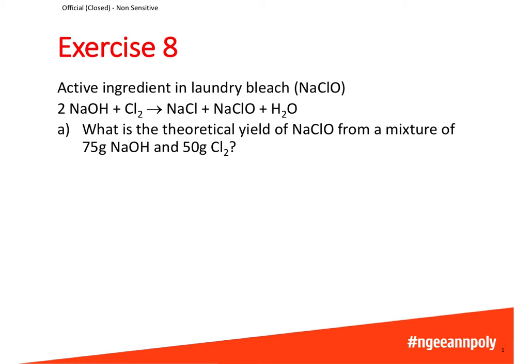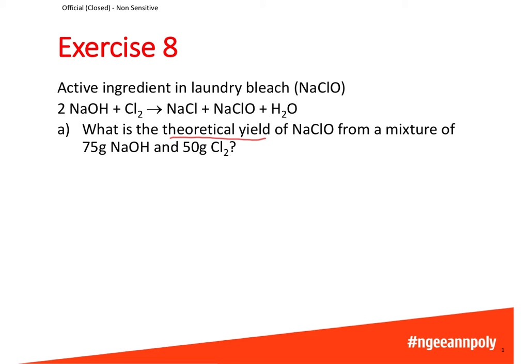In this question, we are told that the active ingredient in laundry bleach, NaClO, is synthesized by using 2NaOH plus Cl2 to form NaCl and NaClO as well as H2O. The question asks, what is the theoretical yield of NaClO from a mixture of 75 grams NaOH and 50 grams Cl2? So first of all, what is theoretical yield?